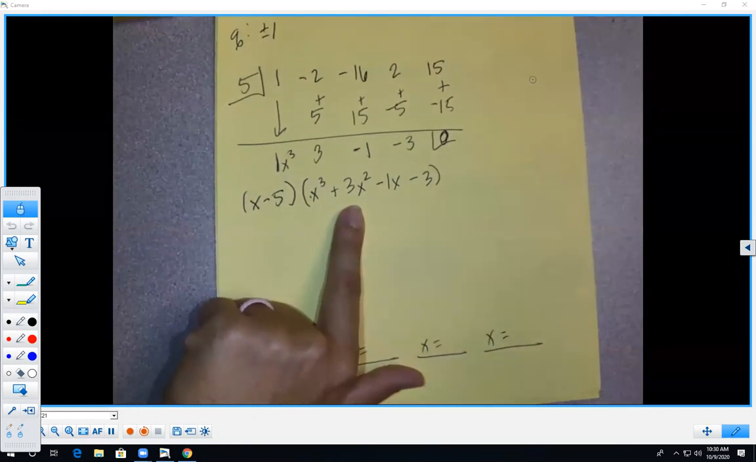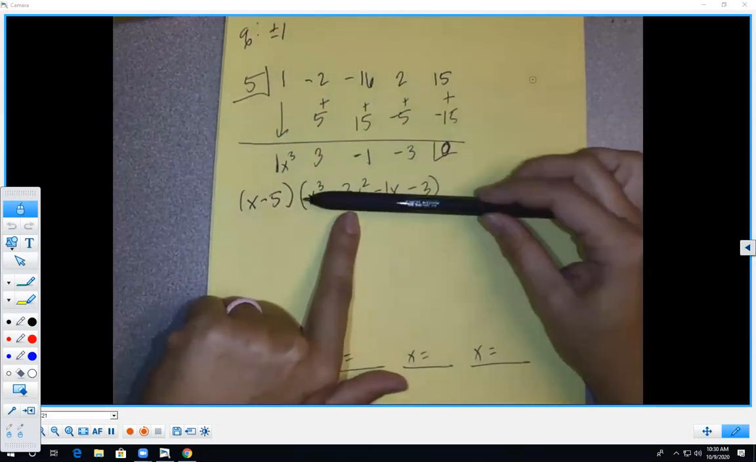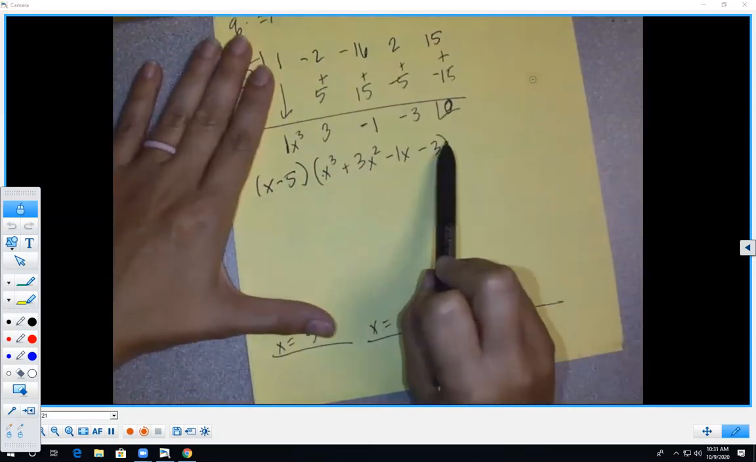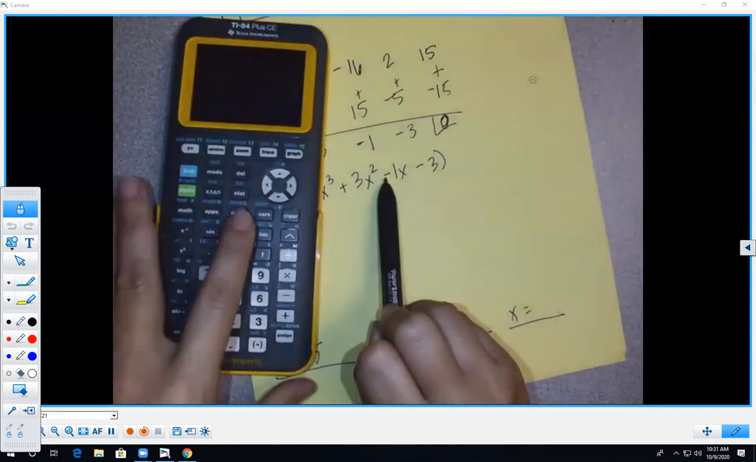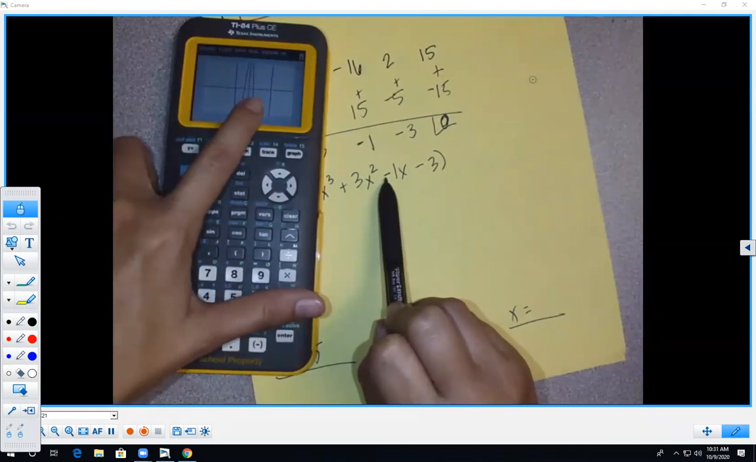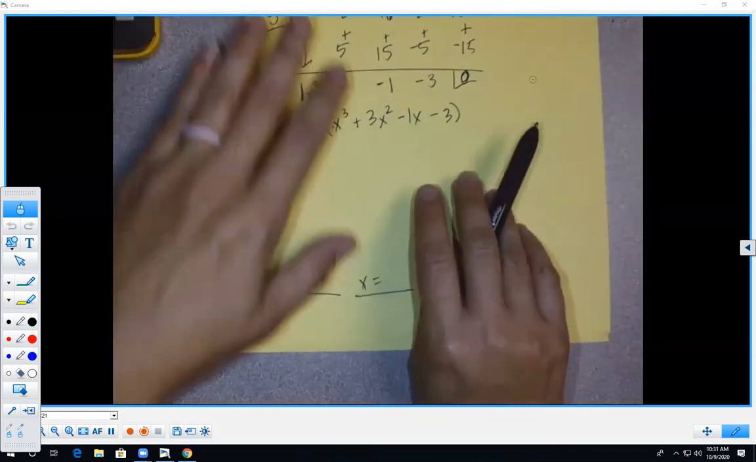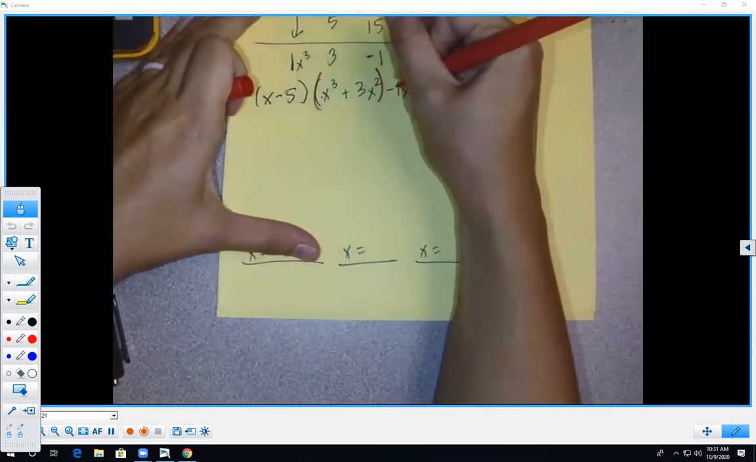What if it didn't factor by grouping though? You got to do synthetic division again. Like, pretend like you didn't factor by grouping. At this point, I would take these numbers and divide it by one of my solutions. I would divide it by -3, -1, or 1 at that point. Okay, but in this case, we lucked out. It factors by grouping, so let's factor it by grouping.